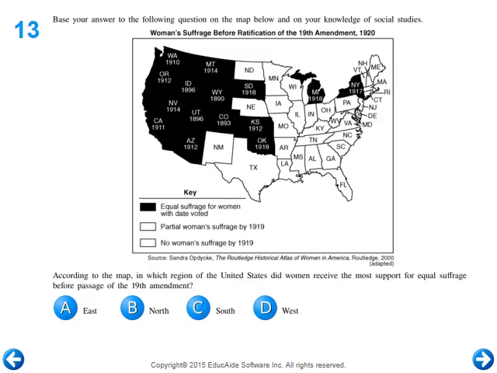Number 13. Now this map shows women's suffrage before the 19th Amendment was signed in 1920. All the black states represent states that had already given women the right to vote. And if you look, some of these states go back as far as 1896 when they were giving women the right to vote. According to the map, which region in the United States did women receive most support for equal suffrage before the 19th Amendment passed? That's going to be the West, D.